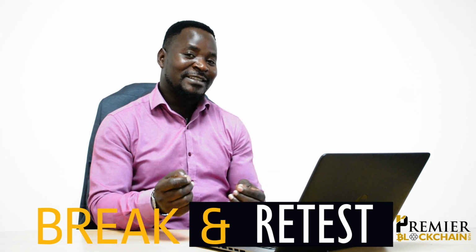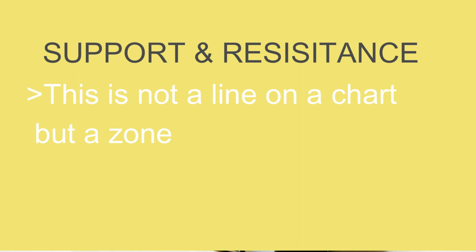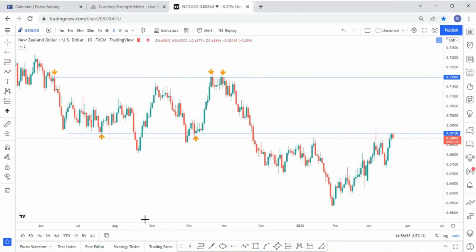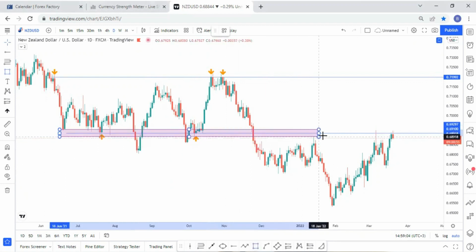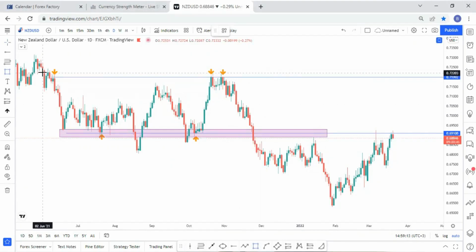So now that's another terminology, break and retest. The market has broken this support. Again, support and resistance is not a line on the chart. It is a zone on the chart. So if I use this line and somebody else decides to use a rectangle to draw the zone, they are still correct, because it's a zone in the market. There is no single point that you can say this is the support and the resistance.